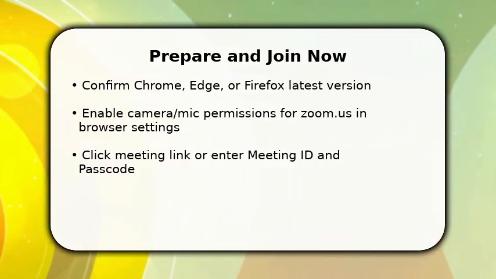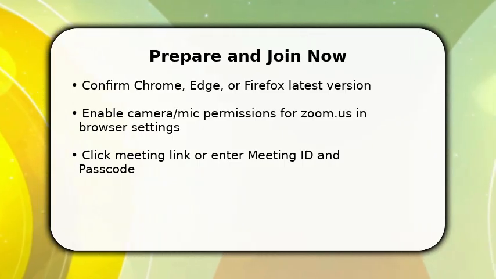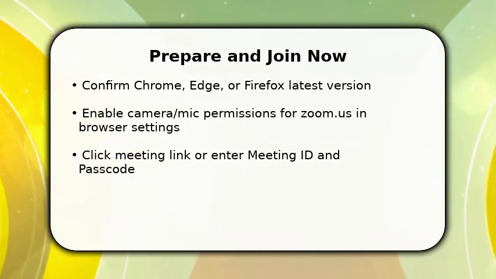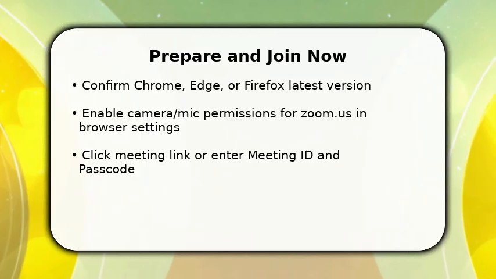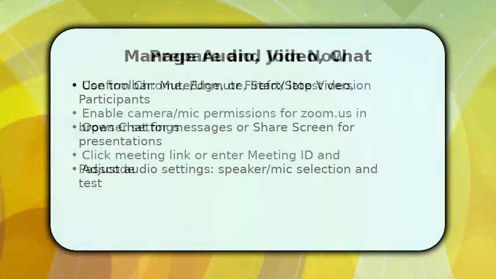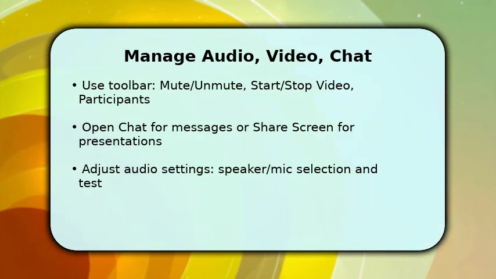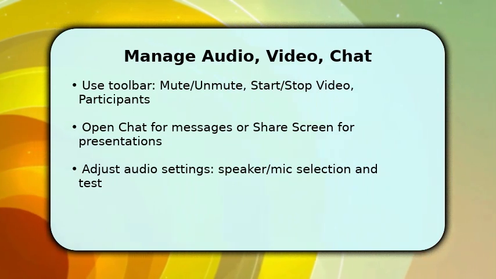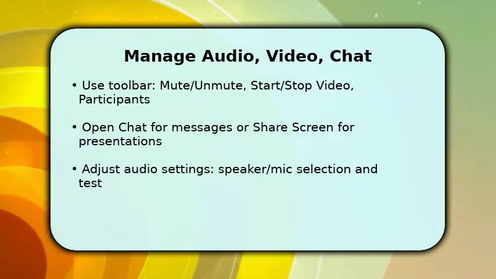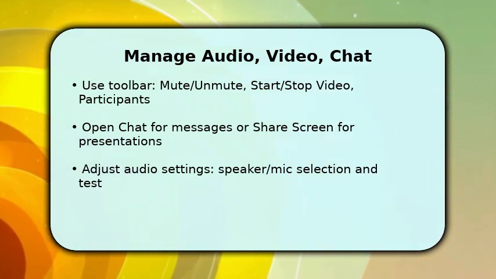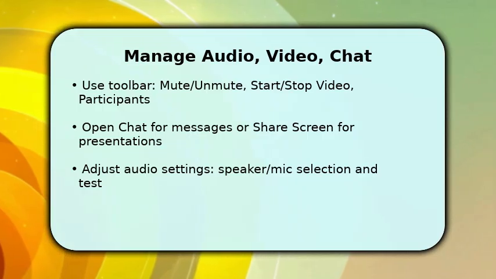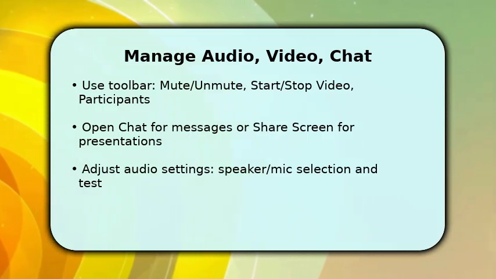You'll see name and audio options. Select Join with computer audio so others hear you. If you need muted entry, toggle that before joining. Once inside, locate the toolbar at the bottom. Use mute/unmute and start/stop video to control presence. You can open participants to view attendees and assign reactions, and use chat to send messages or links.